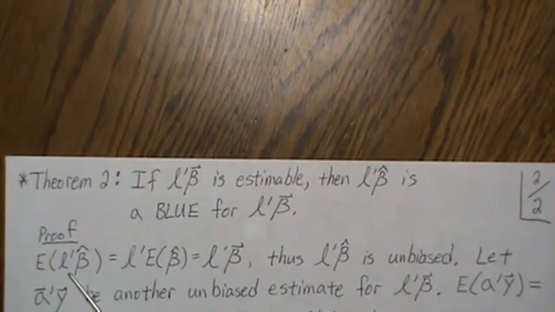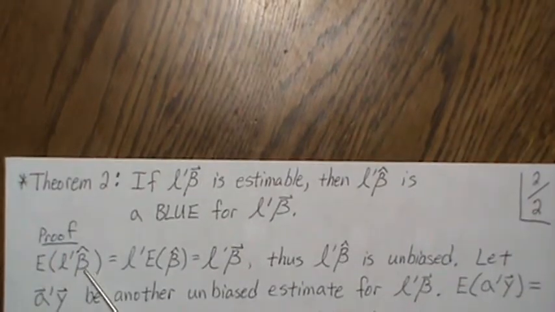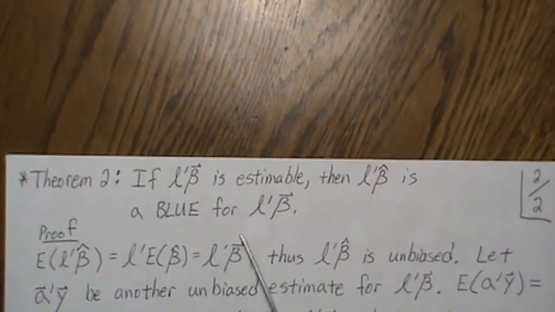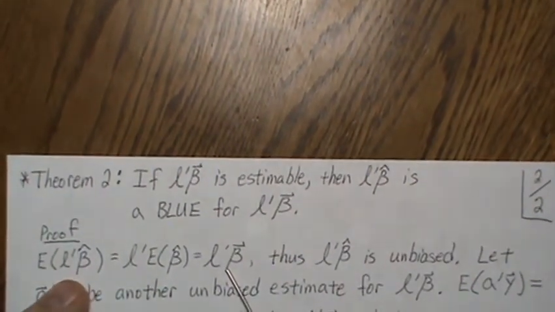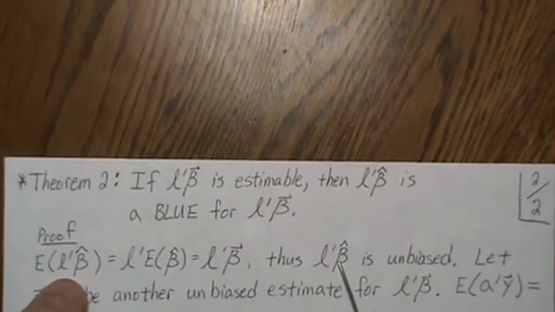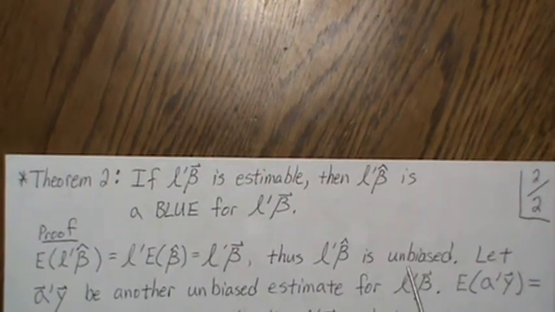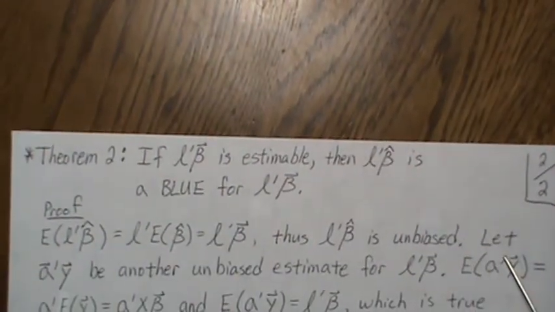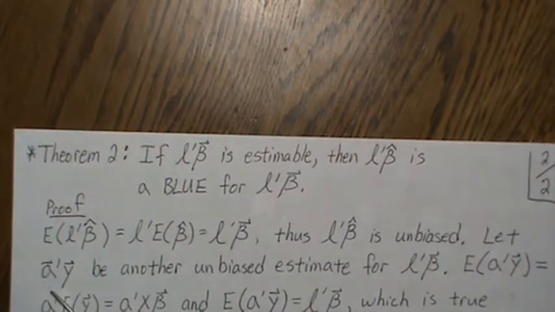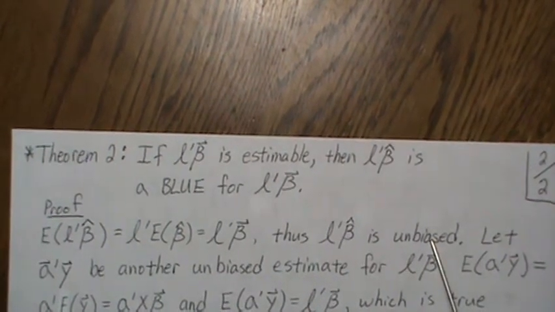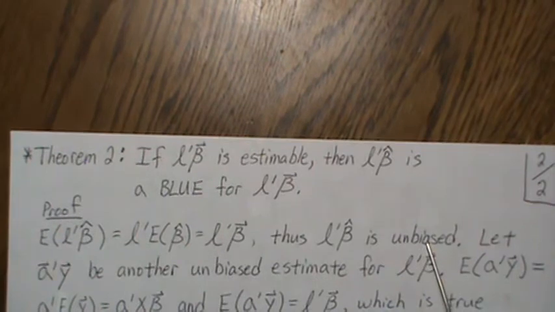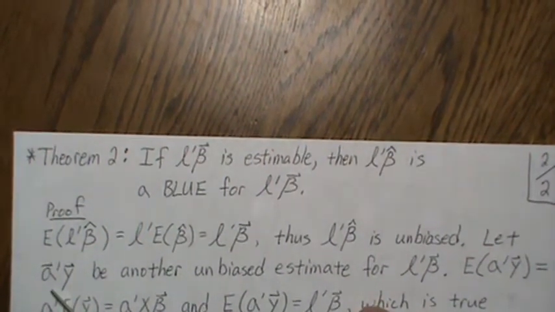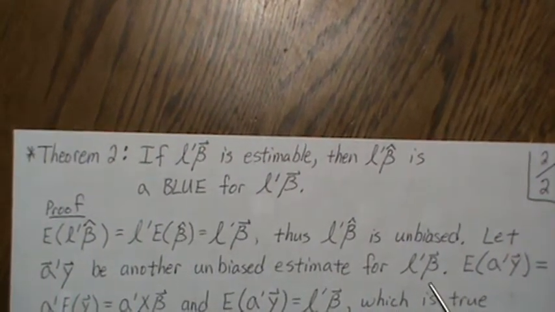So first, the expected value of L beta hat, which is our least squares estimate for beta, is this, which is this. So it's unbiased. So this is an unbiased estimate for L beta, which shows that L beta hat is unbiased. And this is important because we're trying to find a BLUE, best linear unbiased estimator. So you first have to show it's unbiased, and that's what we did.